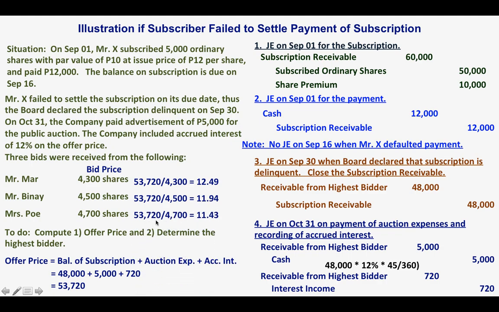Po at divided by 4,700 will give you 11.43. So based on this class, Mr. Mar gave the highest bid, which is 12.49 per share. Okay, so Mr. Mar is the highest bidder. Now we were able to determine the offer price of 53,720, and the highest bidder is Mr. Mar. Okay? So let us continue, class.